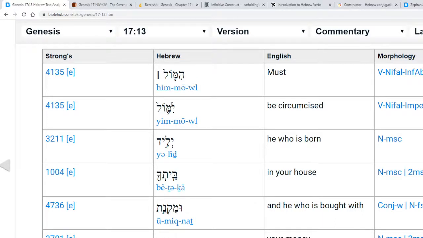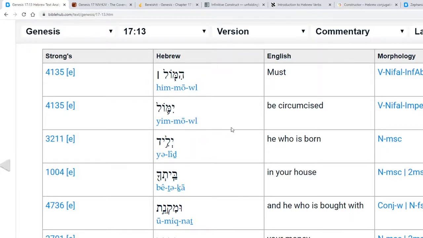Himol yimol, right? You'll notice it's in the infinitive absolute, and then it's in the imperfect. This is usually translated as shall surely, right? But it's intensifying it through repetition, right? Shall be circumcised. Circumcised shall be circumcised.